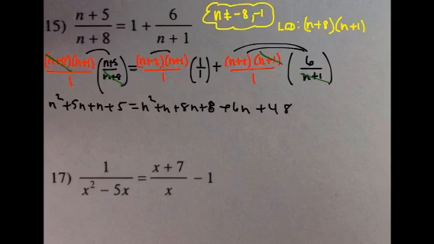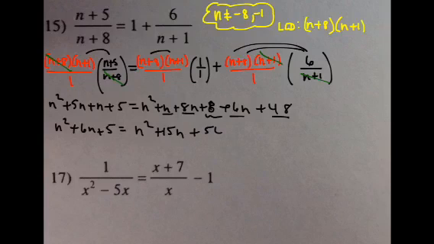Now the n squareds are going to cancel out, so let me just simplify each side. So this is going to give me n squared plus 6n plus 5, and on the right side I get n squared, 1, 8, 9, and 6, that's going to give you 15. And then 8 and 48, that's going to give you 56.